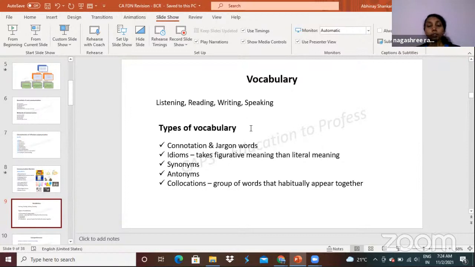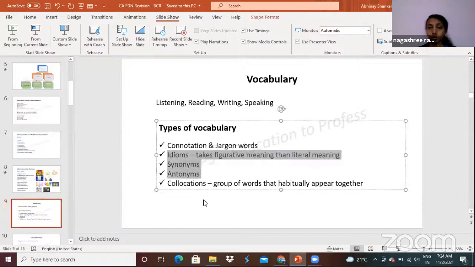Now, what is it that is important in vocabulary? You have so many sections. If you look at your study material, you have your connotations, jargon words, idioms, synonyms, antonyms, collocations, phrasal verbs. Along with that, your root of words, prefix, suffix, all these things are there. But from examination point of view, what is usually asked is your idioms, synonyms, and antonyms, right? Jargon words and connotations, rarely asked.